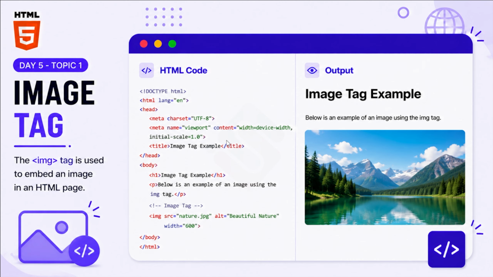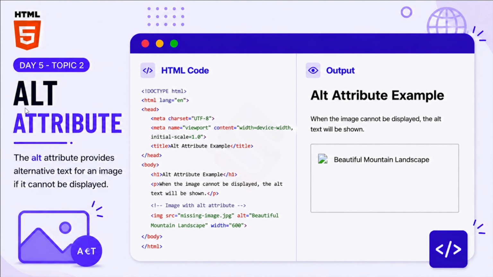Why is it important? Without images, a website looks plain and less engaging. So the image tag helps us create visually attractive websites for the user. Now let's learn about the alt attribute.